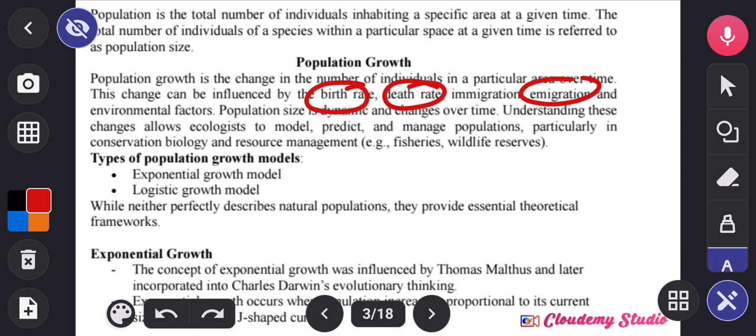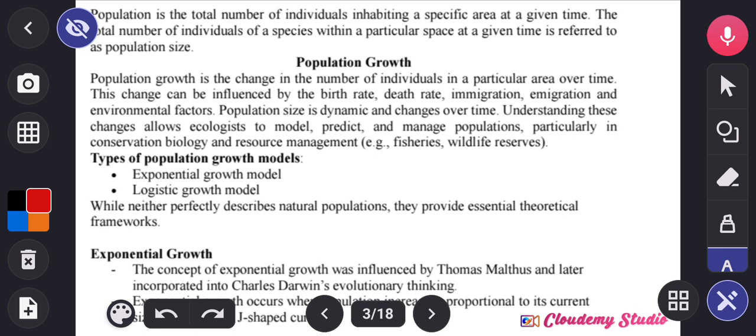So we can say that population is a function of time. You understand? If we say that population is a function of time, we are not wrong. So we can say that population growth is the change in the number of individuals in a particular area over time. And when we say something is a function of time, we are going to take it into the concept of calculus, which we are going to be using very, very soon.